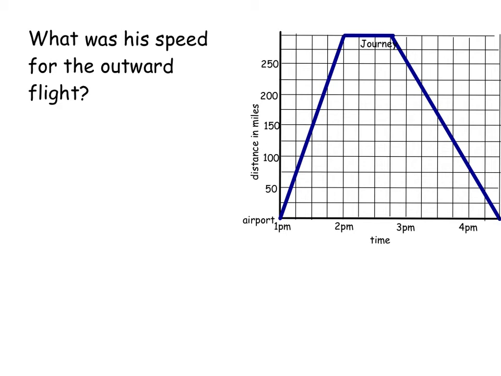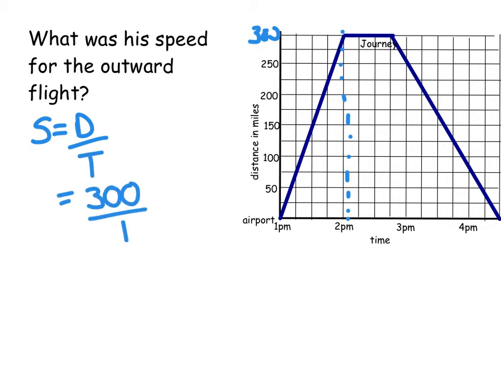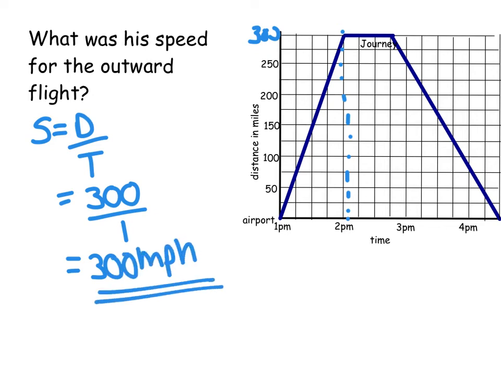What was his speed for the outward flight? So the outward flight, if you read down, took 1 hour. And the distance, although it's not written up there, continuing the sequence, 200, 250 would be 300. So his speed was distance over time. His distance was 300. His time was 1 hour. So he flew at 300 miles per hour on his plane. Okay?